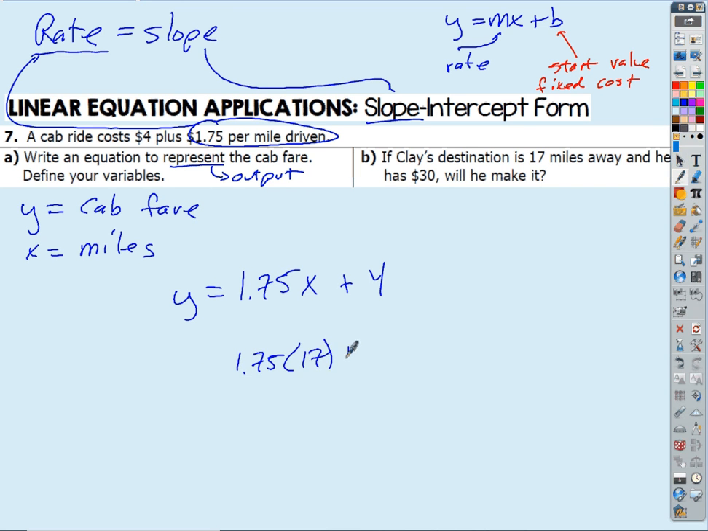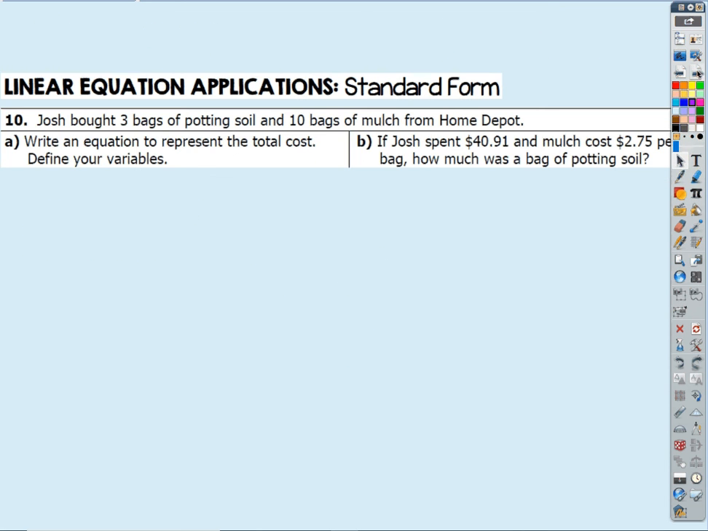1.75 times 17 plus 4, that's going to be 29.75... 33.75, is that what we get? So 33.75, so does he have enough? No. Nope, doesn't have enough. He's going to have to walk, I agree.